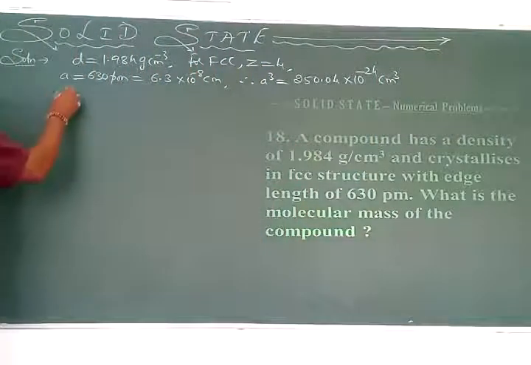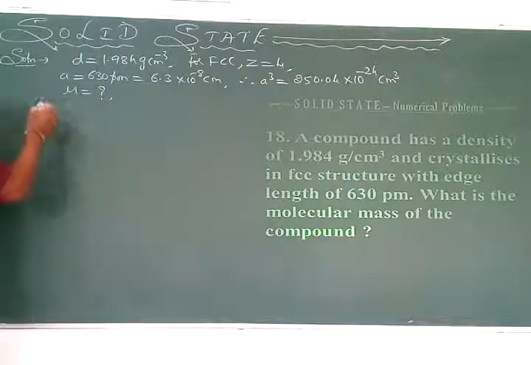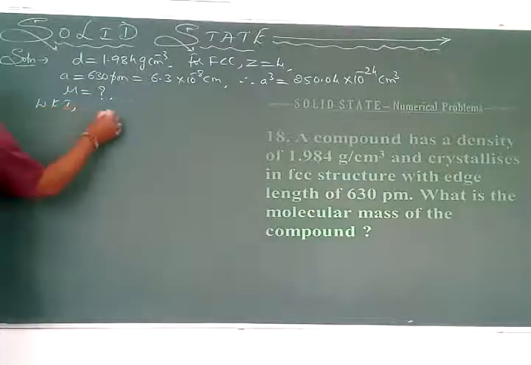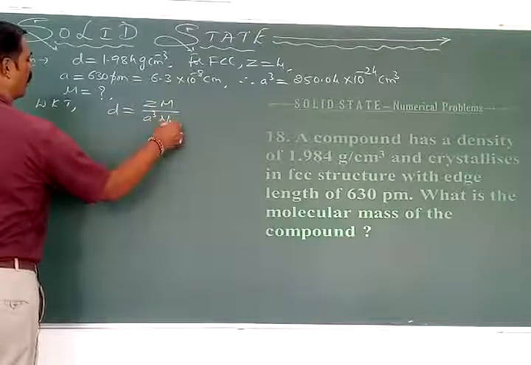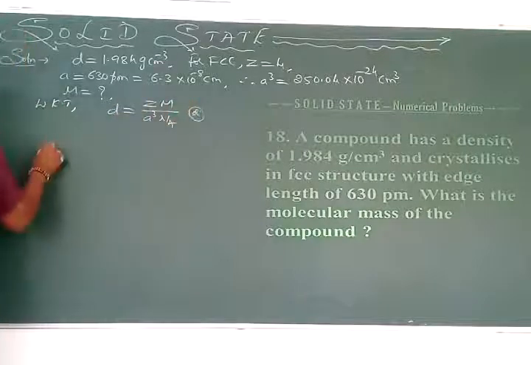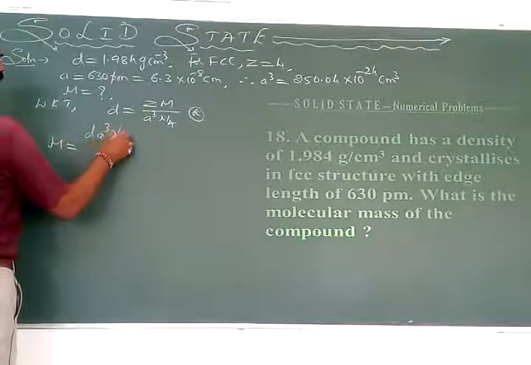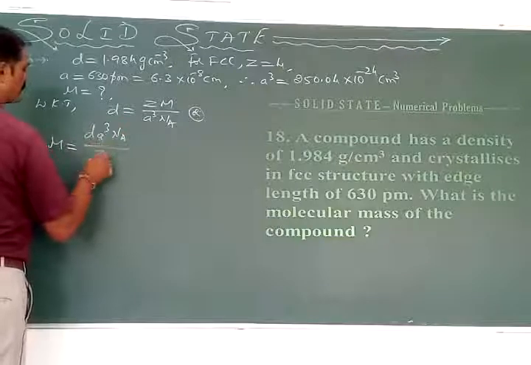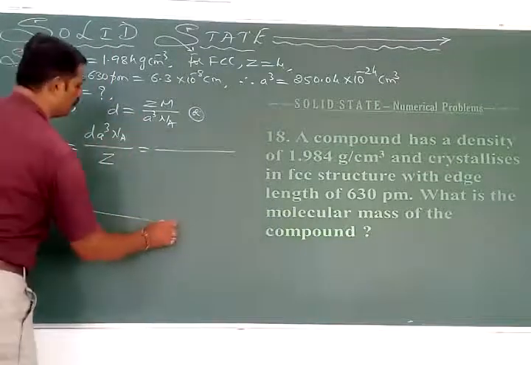Then what is the molecular mass? Molecular mass means M we have to find out. What's the formula first? We know that D is equal to Z M by A cube into Na. What I need actually is M. M is equal to what? D A cube into Na divided by Z. Substitute and get the answer.